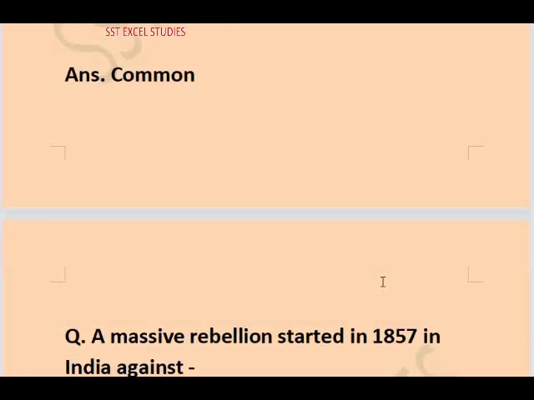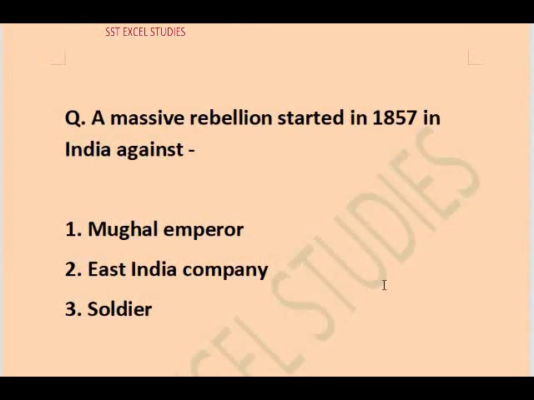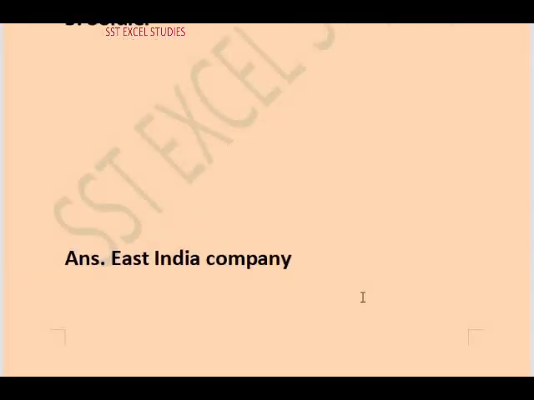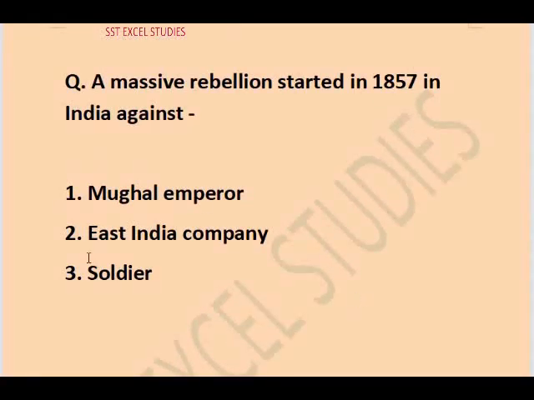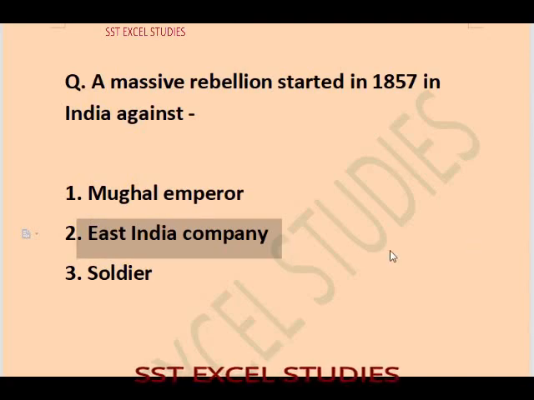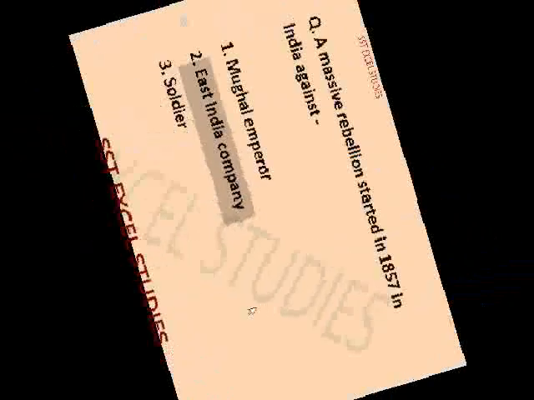Next question is, a massive rebellion started in 1857 in India against, Mughal Emperor, or East India Company, or soldier. Answer is East India Company. Rebel started against East India Company in 1857. Clear?